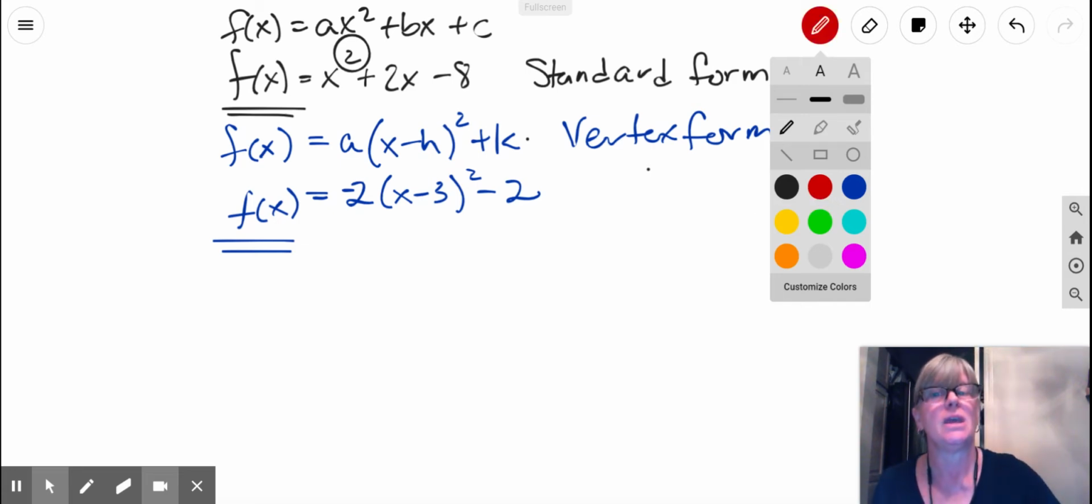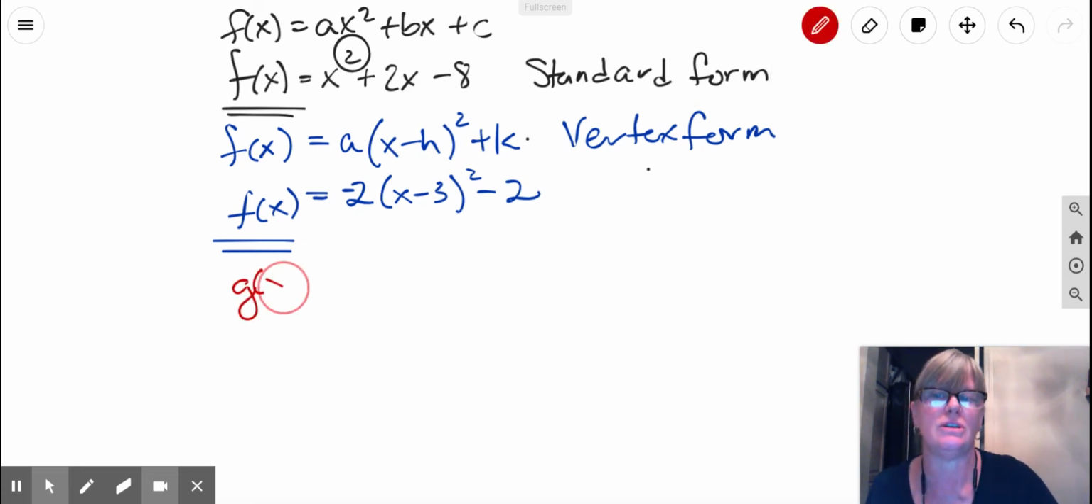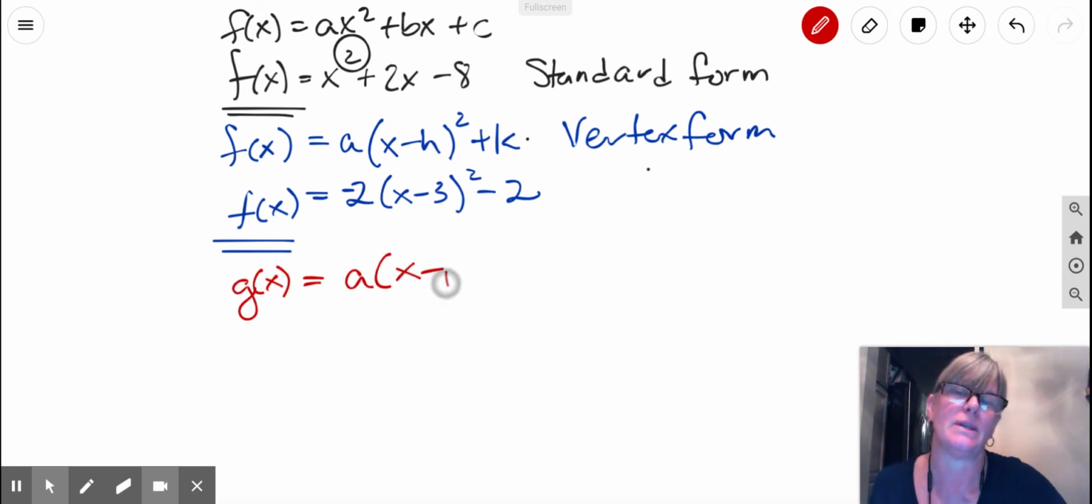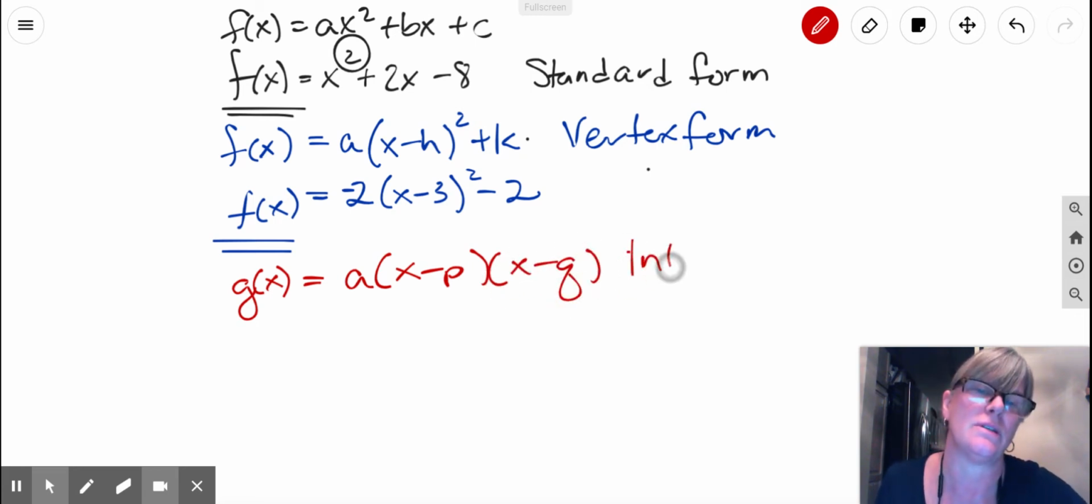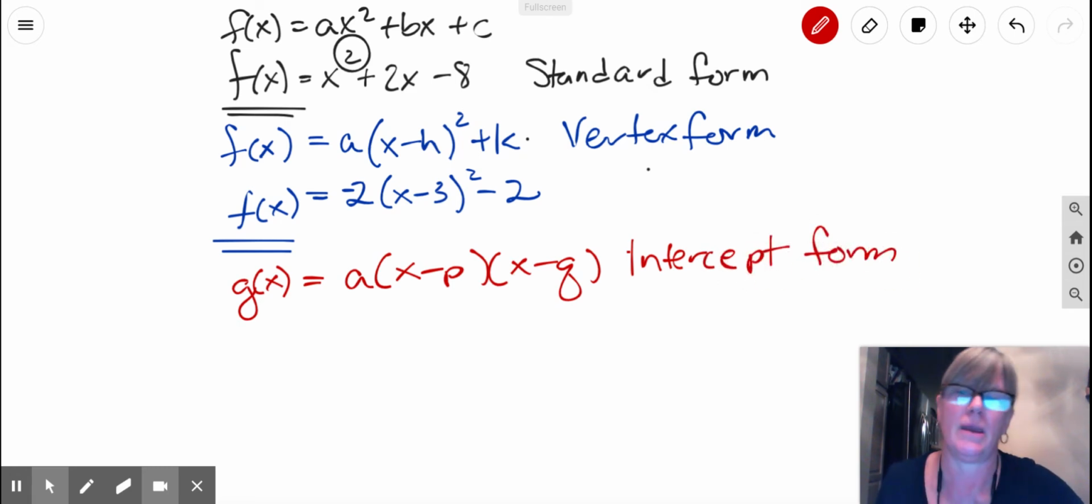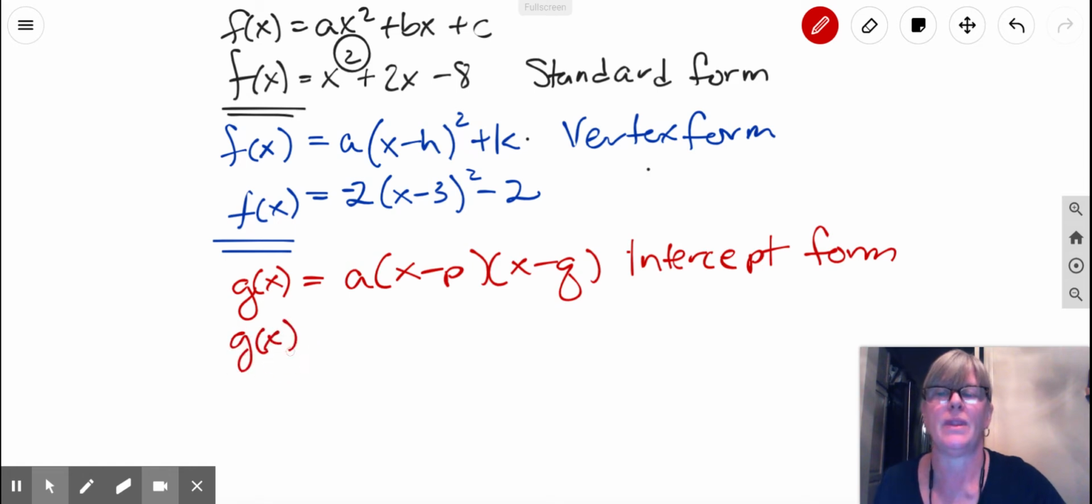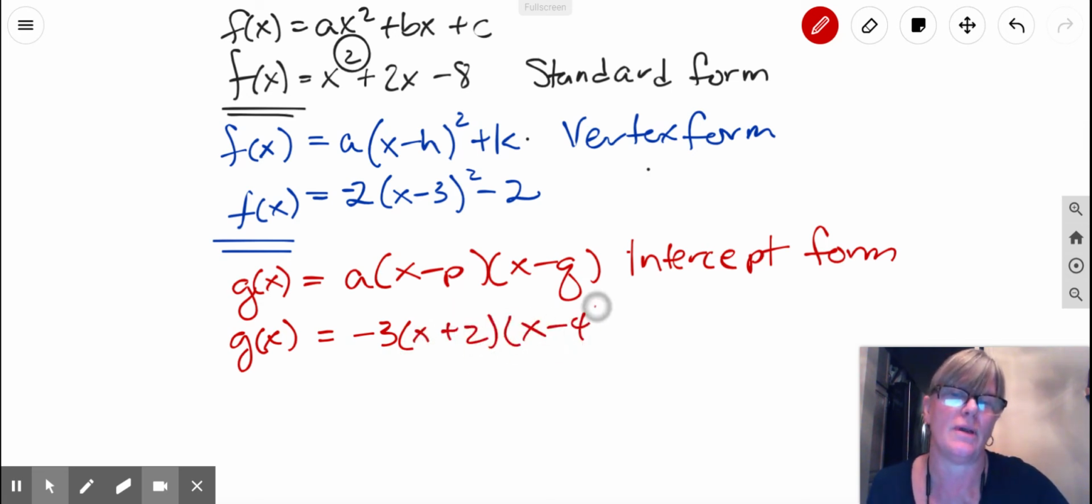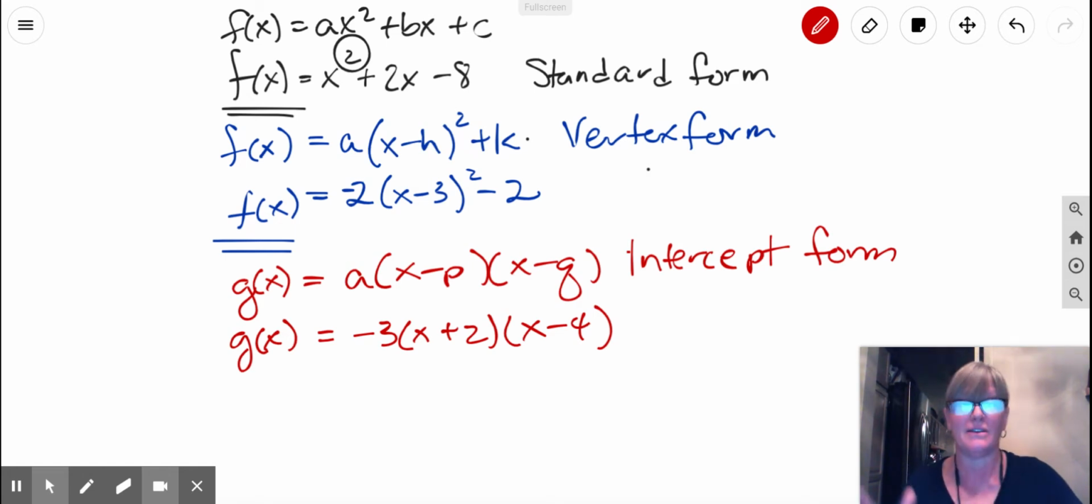The last form is called intercept form. I'm going to do g of x just to change it up. This one looks like this: a times x minus p times x minus q. It is called intercept form. An example of that would be -3 times x plus 2 times x minus 4. And then you would know it crosses the x-axis at -2 and 4. You know it goes down. You know it's steeper. There's a lot of things you know with this form.